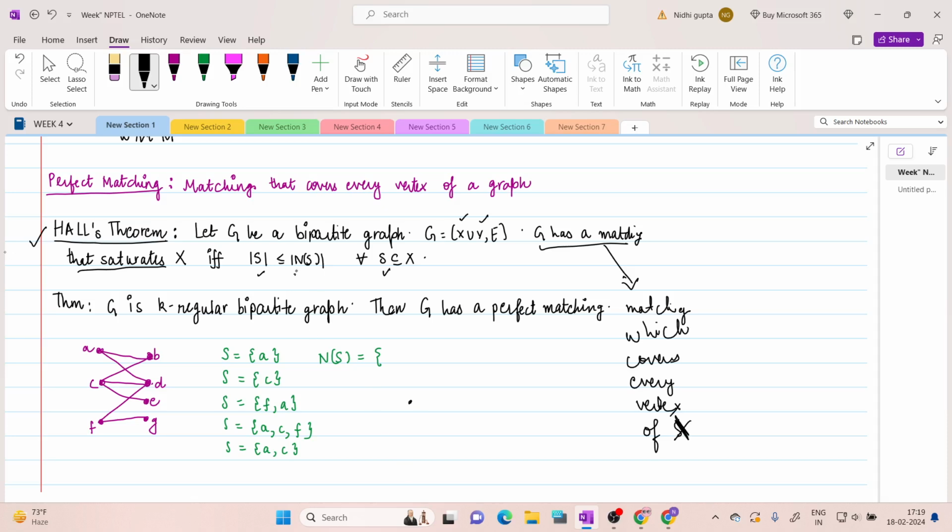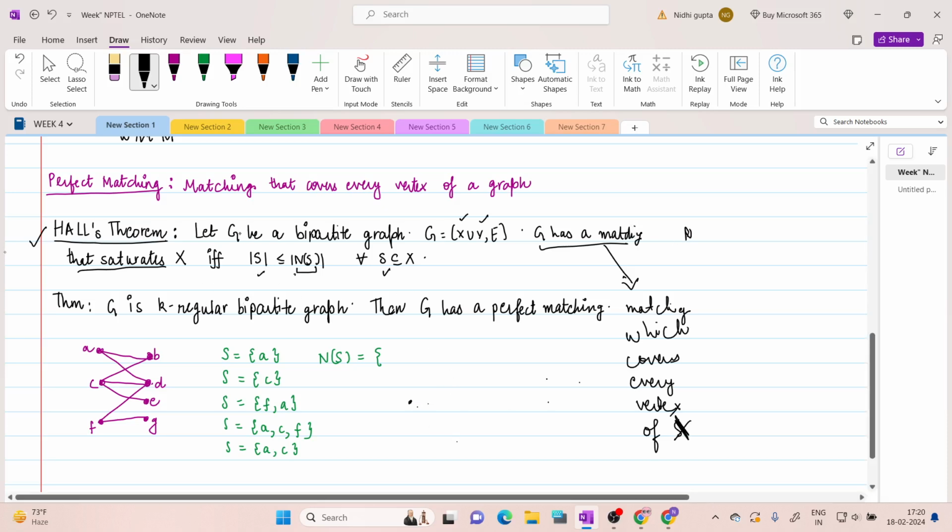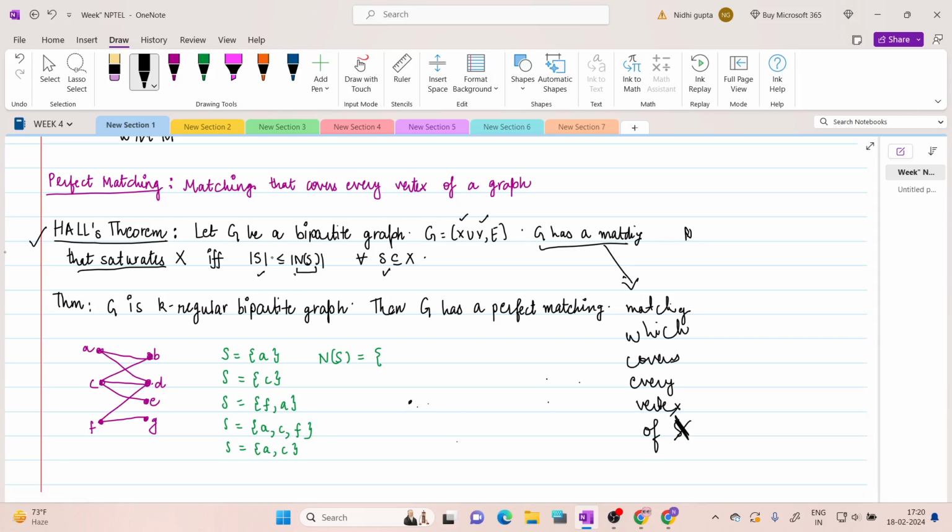So first of all, what do we mean by neighbors of S? Neighbors of S means that suppose in S we have vertices v1 and v2. Then neighbors of S means we look at all the vertices which are adjacent either to v1 or v2. So let's understand this with an example.